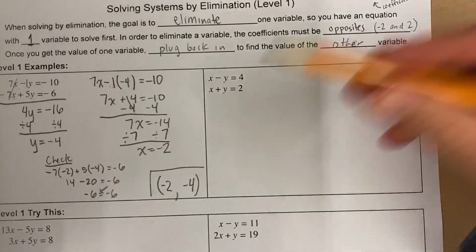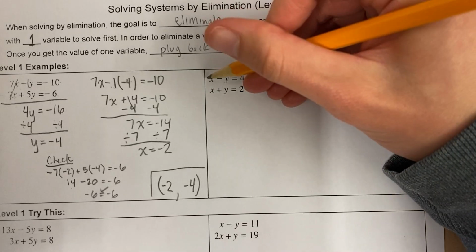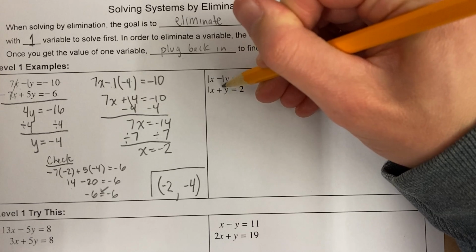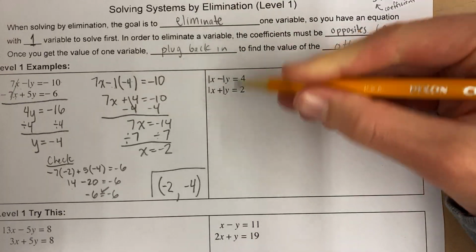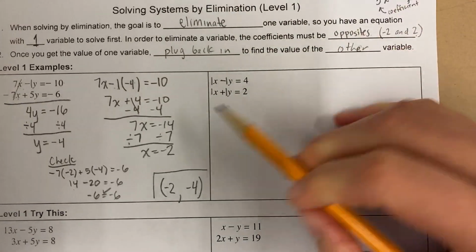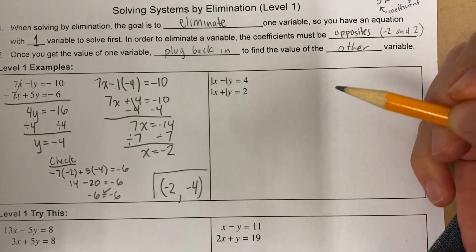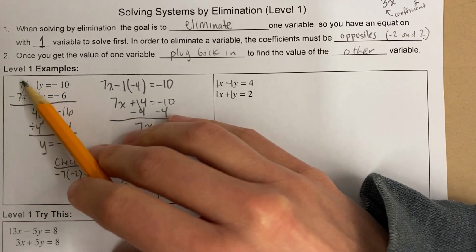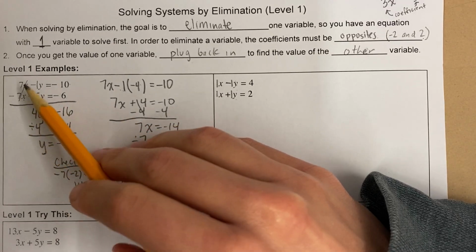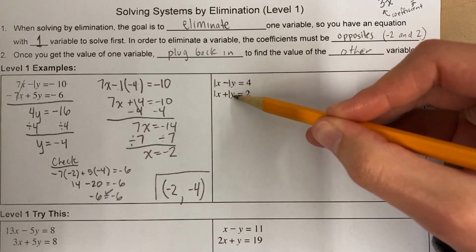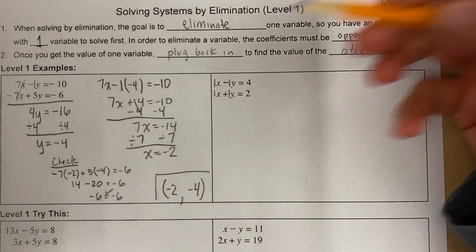Here's another example. Here I have 1x and negative 1y and positive 1y. Am I ready to add these? Yeah, I am. Why? Because the coefficients are opposites on the y, right? Notice they're not on the x. Over here, the coefficients were opposite on the x. So what happened? X got eliminated. Over here, the coefficients are opposite on the y. So this time the y is going to get eliminated.